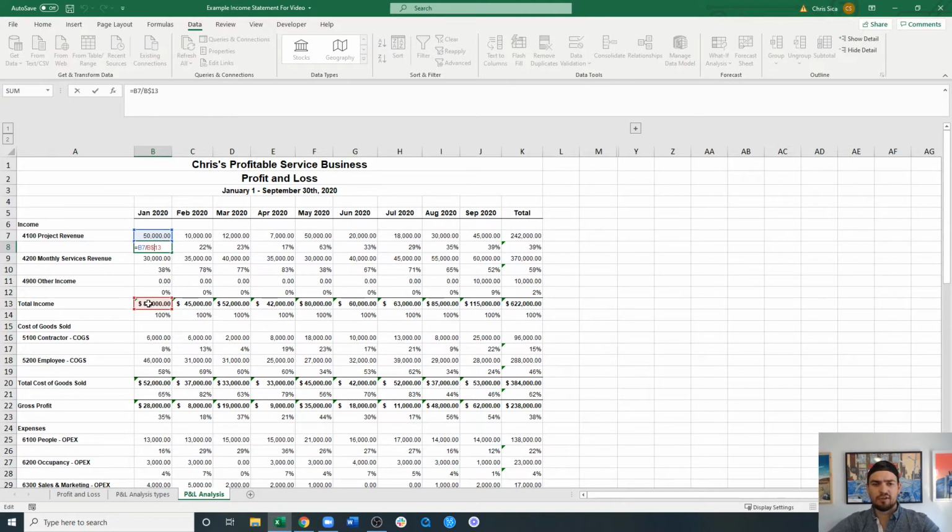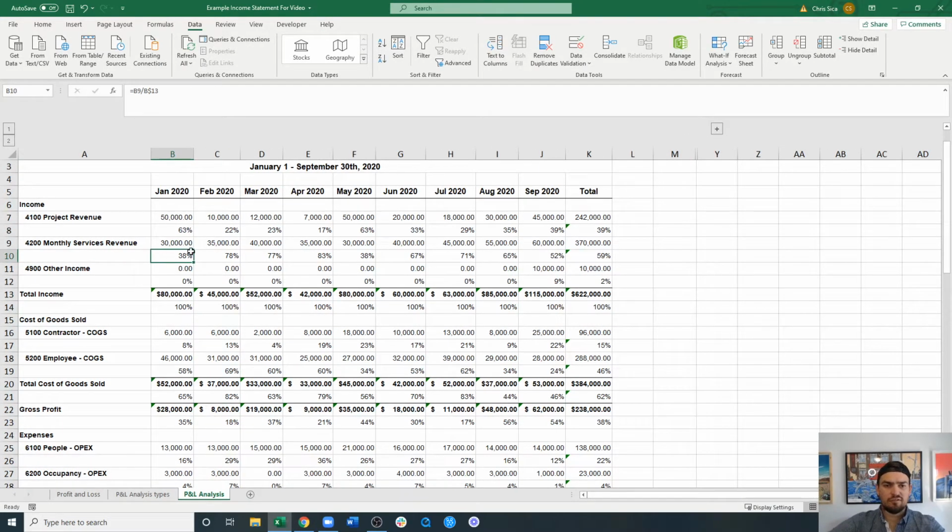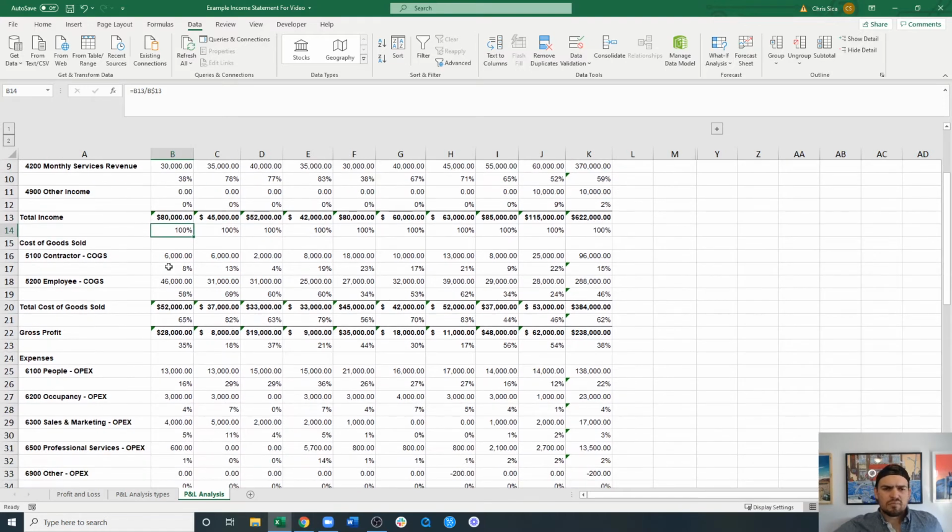And then I divide it by the corresponding period total income. So we'll see that 50,000 divided into 80,000 is 63%. So hopefully that makes sense to you. Then we're going to look at the same thing for monthly services revenue and then other income and on down the line. So let's take a look at January of 2020 to do our vertical analysis. So we saw that 63% of our revenue was generated from projects and 38% of our revenue was generated from monthly services. We had nothing in other income, and that got us our income of $80,000. Obviously, 80,000 divided by 80,000 is 100%. Now let's look at our COGS.